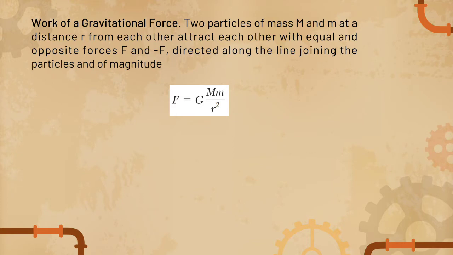Work of a gravitational force. Two particles of mass M and m at a distance r from each other attract each other with equal and opposite forces F and negative F directed along the line joining the particles and of magnitude given by this formula for F.